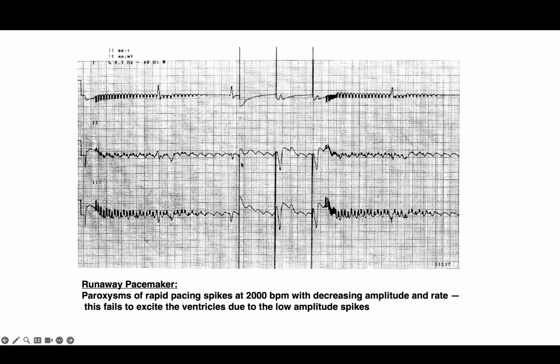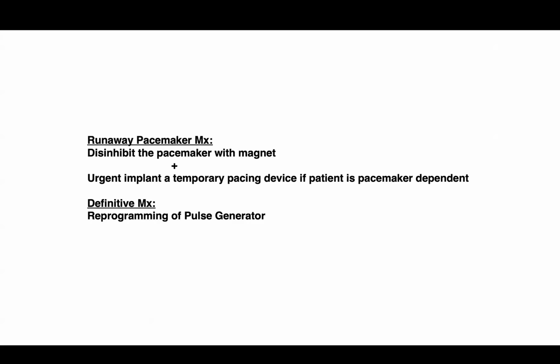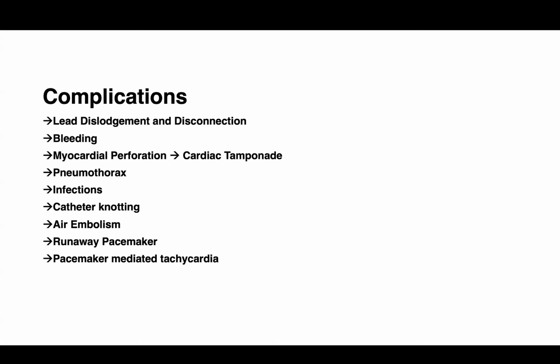Then in the older generation of pacemakers, there was a complication which used to frequently occur, that is the runaway pacemaker. That is paroxysms of rapid pacing spikes of about 2000 beats per minute with decreasing amplitude and rate. So this fails to excite the ventricles due to low amplitude spikes. For runaway pacemaker management, you need to disinhibit the pacemaker with a magnet and urgently implant a temporary pacing device if the patient is pacemaker dependent. And the definitive management will be reprogramming of the pulse generator.